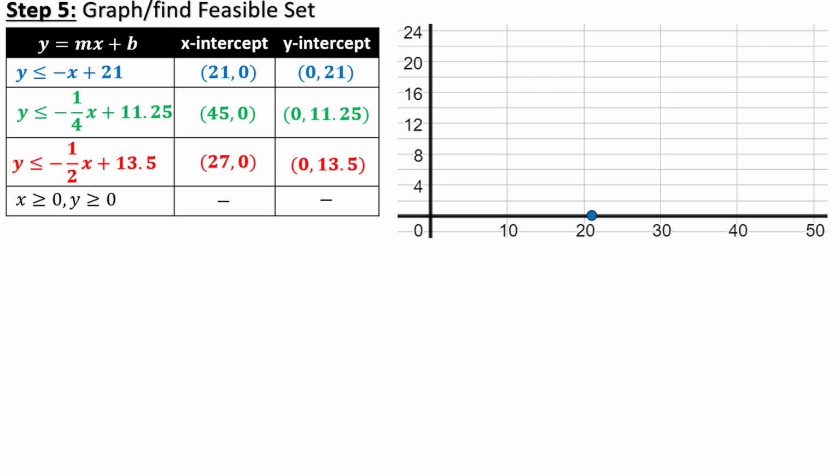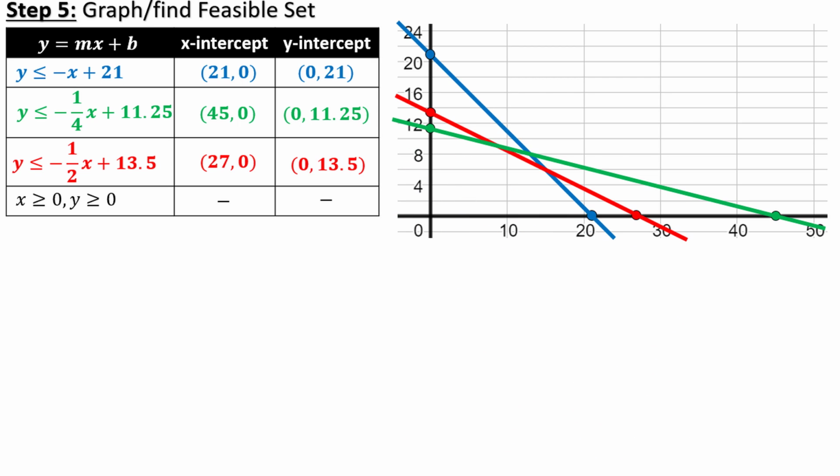We have 21, 0 and 0, 21, which creates the first line. We have 45, 0 and 0, 11.25, which creates the second line. We have 27, 0 and 0, 13.5, which creates the third line. We also have x is equal to 0 and y is equal to 0, but those are just the y and x axes. Now we need to figure out where the feasible set is, the area on the graph consistent with all of the inequalities.